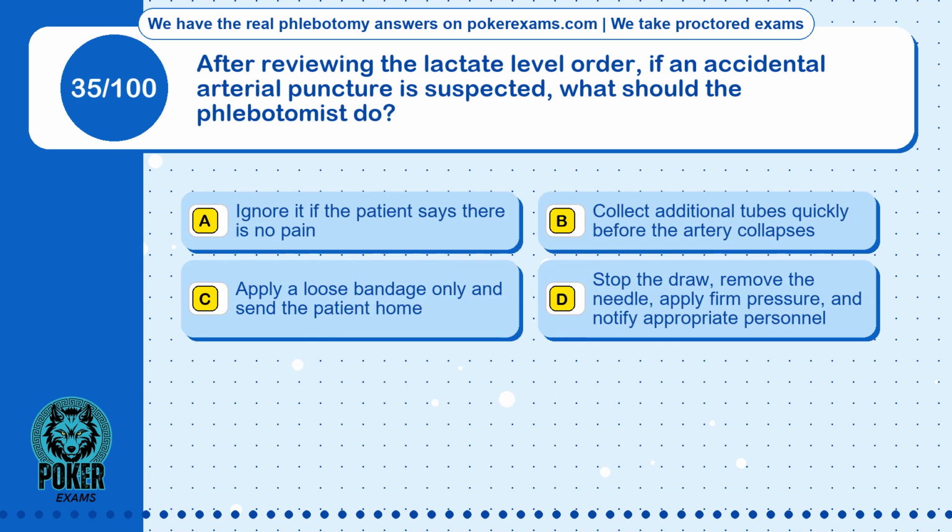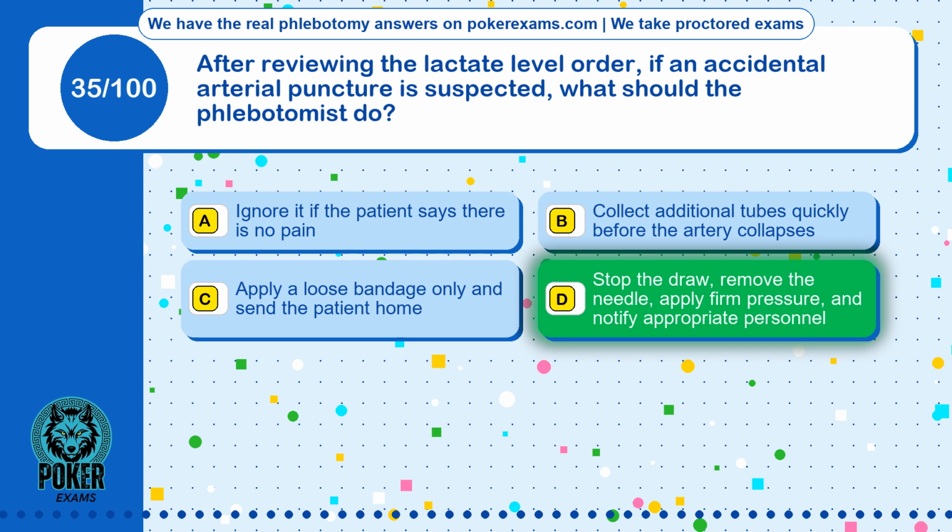Question 35. After reviewing the lactate level order, if an accidental arterial puncture is suspected, what should the phlebotomist do? Option A. Ignore it if the patient says there is no pain. Option B. Collect additional tubes quickly before the artery collapses. Option C. Apply a loose bandage only and send the patient home. Option D. Stop the draw, remove the needle, apply firm pressure, and notify appropriate personnel. The correct answer is option D.